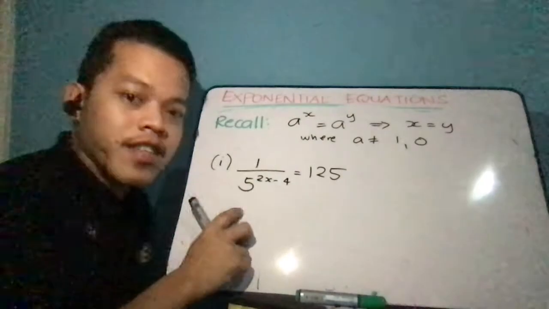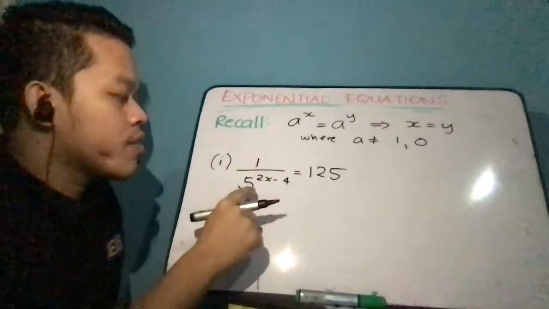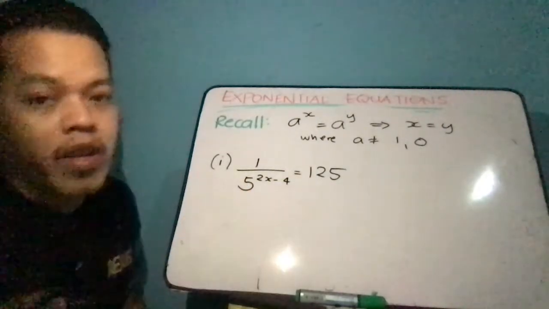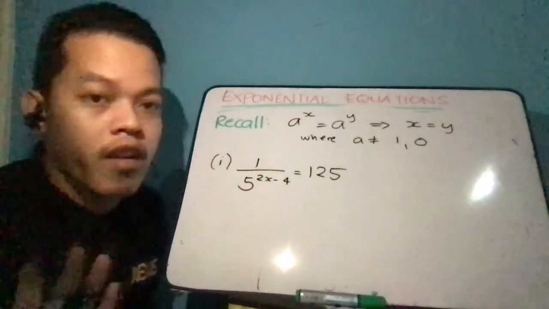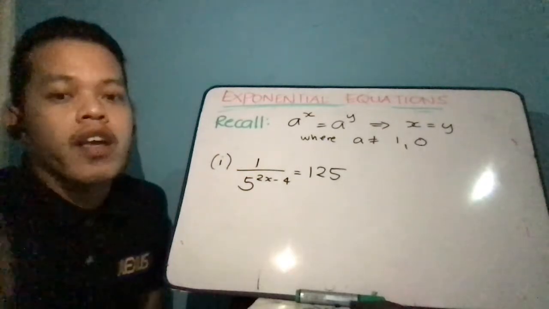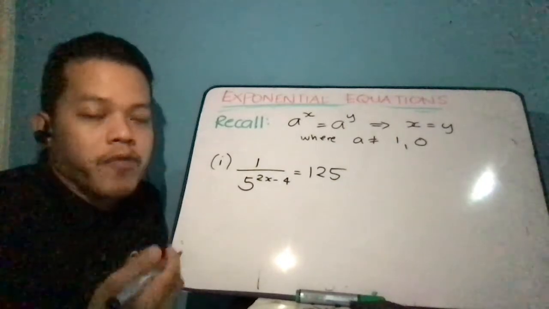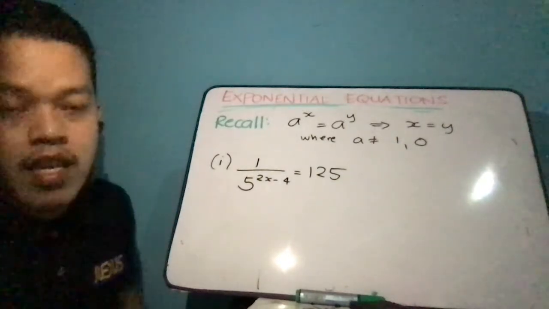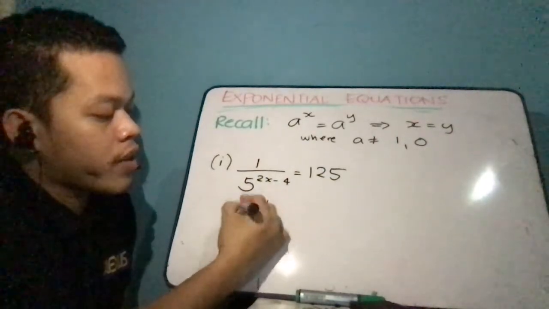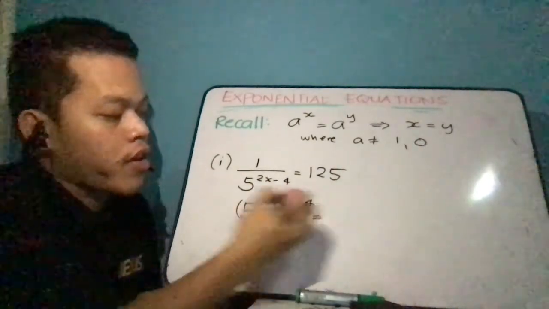Let's have this example as a recall of what we have learned in the first video. For this one, 1 over 5 to the power of 2x minus 4 equal to 125, we can say that they are not with the same base. So what we're going to do here is to transform first your expression to the same base, and it will be good if you can transform in such a way that your base is a whole number. In this case, this is in fraction form, so you can use the definition of a negative exponent to transform your expression on the left hand side.